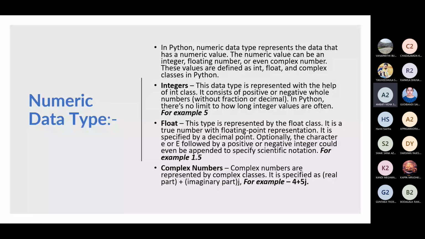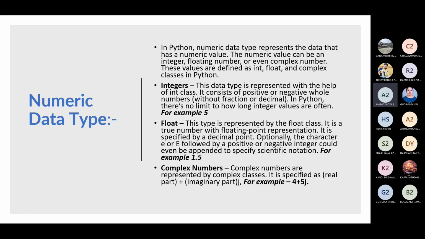Okay, first we'll see integer. Integers, as we already know from studying maths, are either positive numbers, negative numbers, or zero. All these come under integers. So we can store integers in Python. Coming to floating point numbers, they generally take decimal values. This represents the float class. It's a real number with floating point representation. It is specified by a decimal point. You can use the character small e or capital E to denote that it is a floating point number.